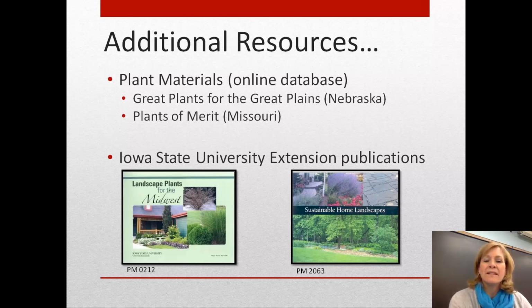One of them is Landscape Plants for the Midwest, a very extensive listing of plants that are well suited to our growing environment. And then the second one is Sustainable Home Landscapes. And it goes into a little bit more detail than what I've talked about in the module here and gives some additional examples from a design standpoint, how you can either design a new landscape or even retrofit an existing landscape to make it more sustainable.